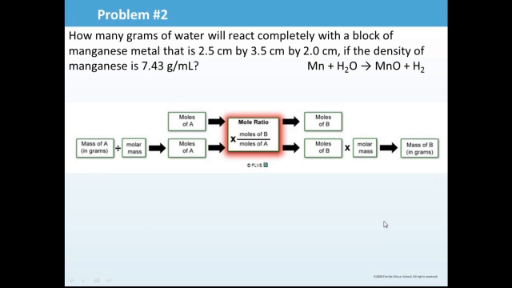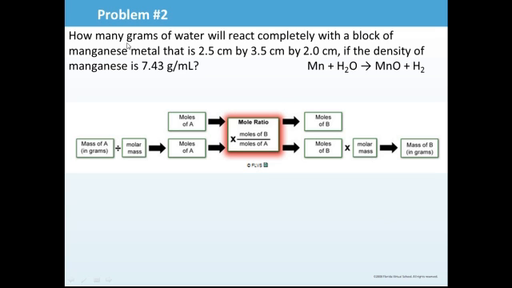I would like for you to pause this recording and try to get as far as you can. Write down the information that you're given. Try to do the calculations. Try to map your route out. Do you need to use density first? Are you going to use density last? See if you can get as far as you can. Go ahead and hit play to resume this recording.